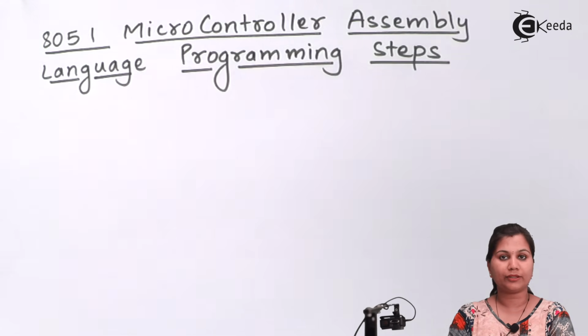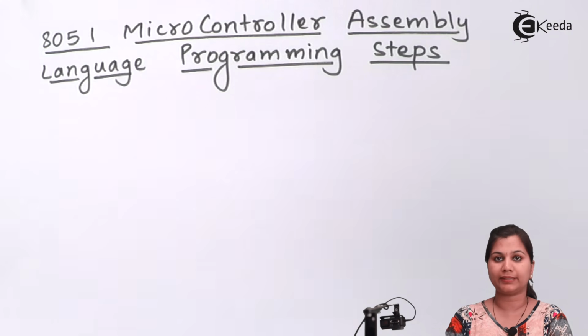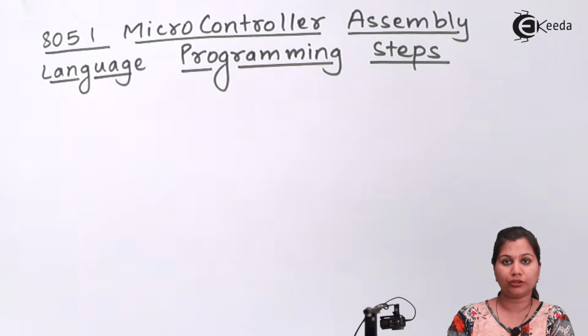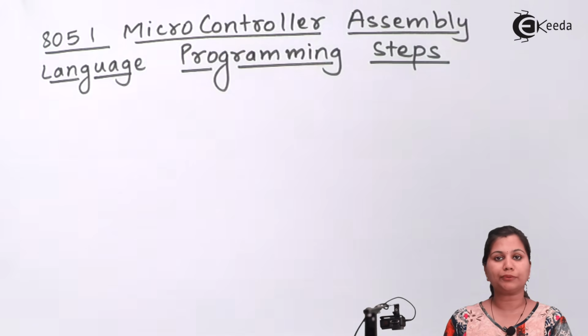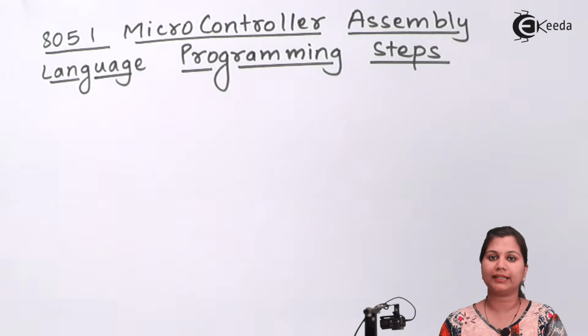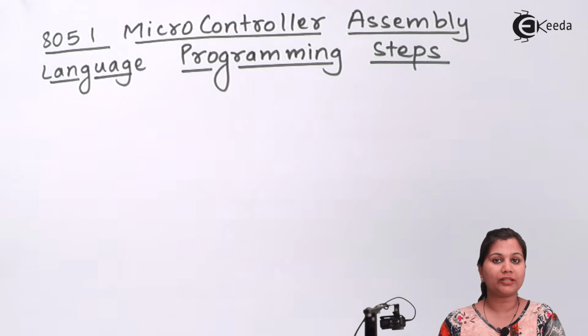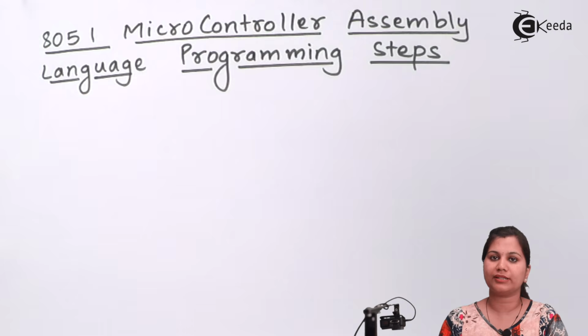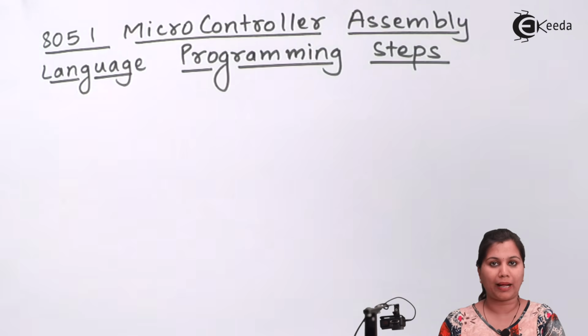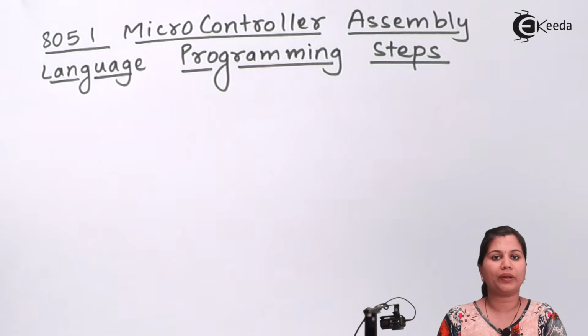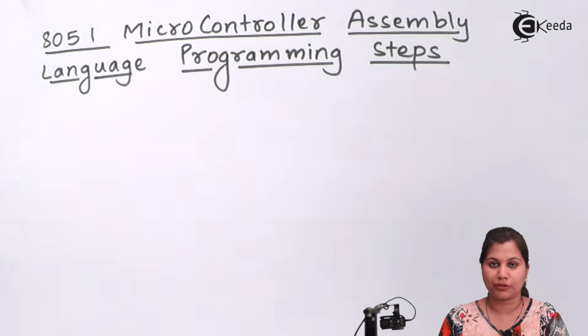We know that the 8051 microcontroller can perform various types of operations like arithmetic operations, logical operations, data transfer operations and machine control operations. So various types of operations can be performed by the 8051 microcontroller. And this microcontroller performs these operations with the help of the instructions. With the help of these instructions, a program is written and that program is going to perform that particular operation.